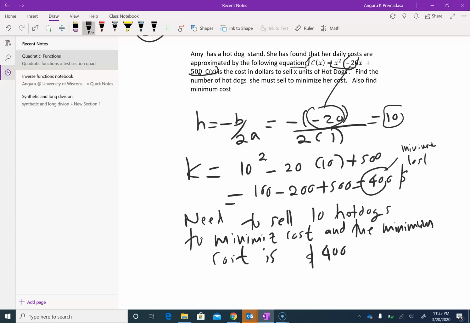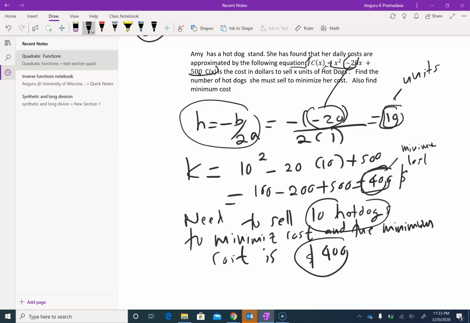And now you might ask, how many units do we sell? x is actually the units, right? So when you make 10 units, you get the minimum cost, which is 400. So he needs to make 10 hot dogs to minimize the cost, and the minimum cost is 400. It's a kind of weird problem, because I just put up these numbers. But you know what you have to do: you take the function, identify a and b, and by plugging into this formula, you get h and k.